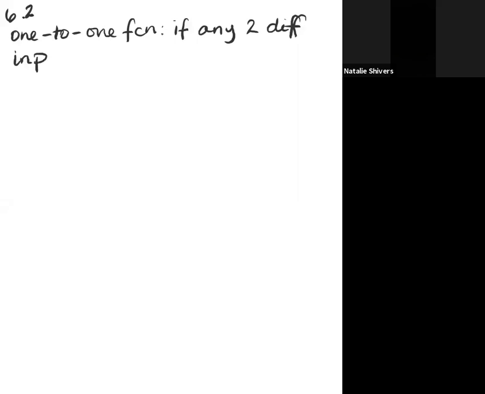All right, so we're coming from composite functions, and we're going to go to one-to-one functions. Okay, so a one-to-one function is if any two different inputs correspond to two different outputs.